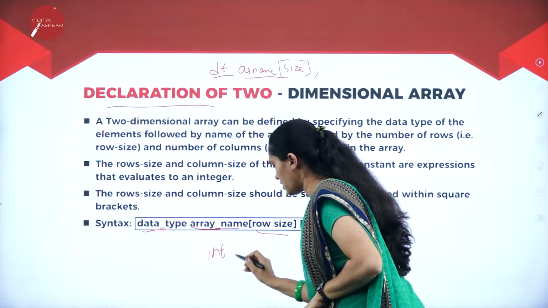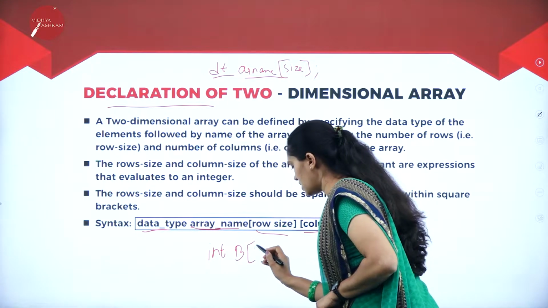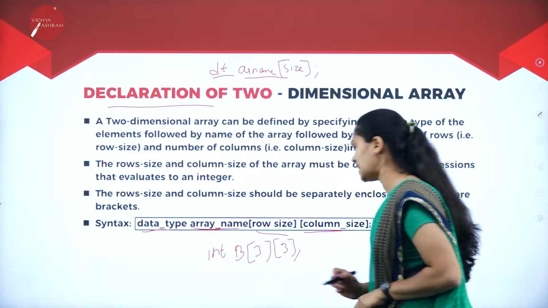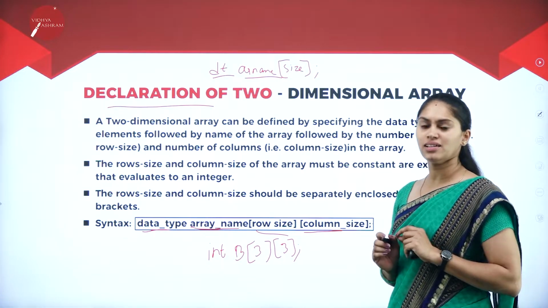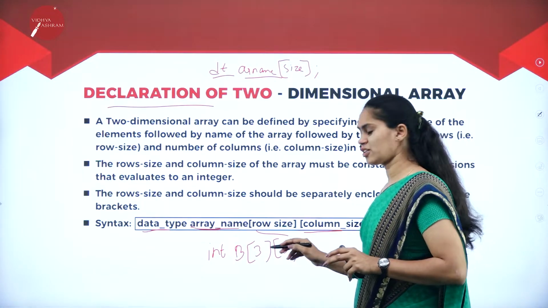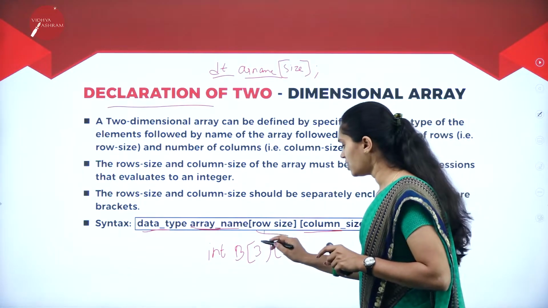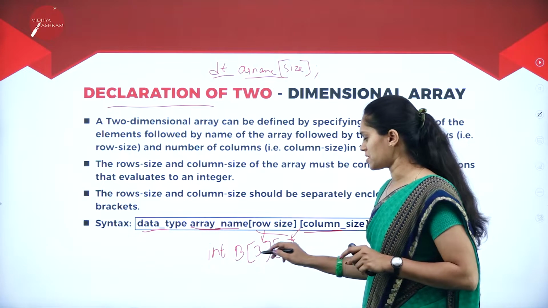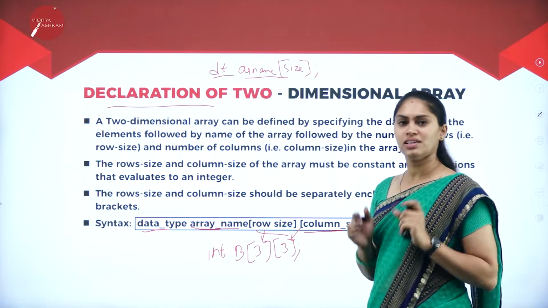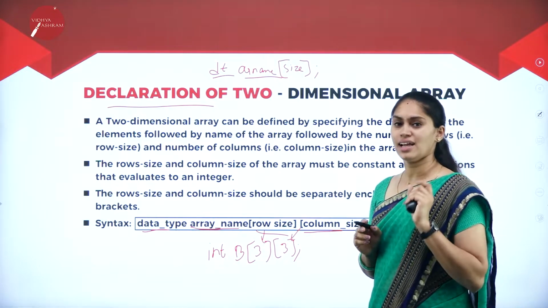So let me take one example. int b of 3 cross 3. What is it indicating? I'm declaring an array called b. What is the size of the array? That is 3 cross 3, so it is going to have 3 rows and 3 columns. If I multiply 3 into 3, how many elements will it hold? It will hold 9 elements.